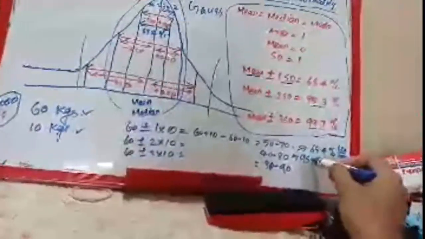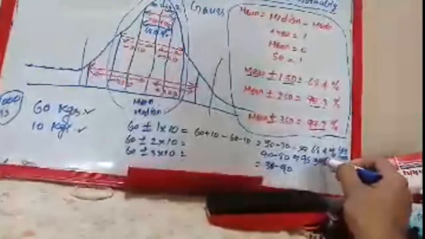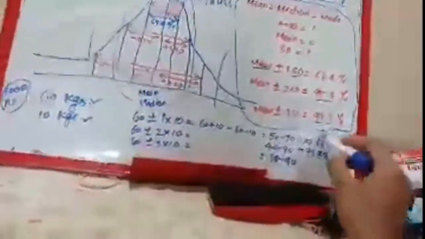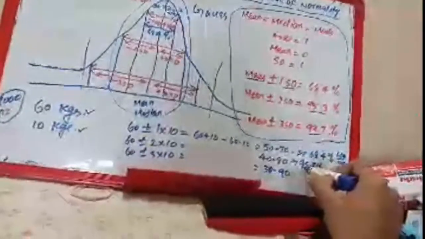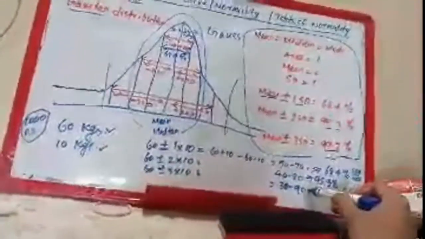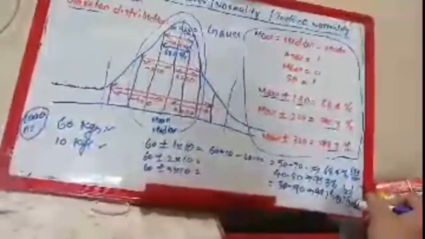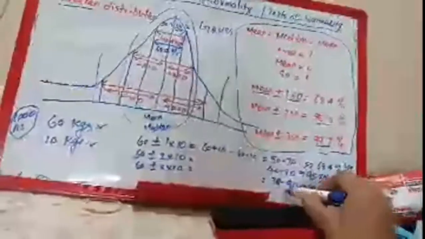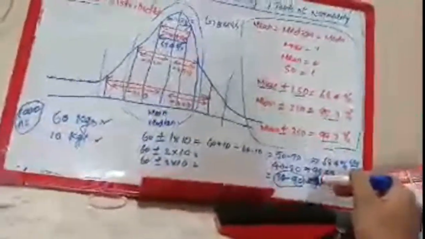Next is mean plus or minus 2 standard deviations. 95.4% or 95.3% should be within 40 to 80. That is, 953 people out of 1000 should be having weight between 40 to 80 kilograms. And almost all the participants, that is 99.7%, that is 997 out of 1000, should be within 30 and 90. So 3 people will be having values greater than 90 or less than 30.